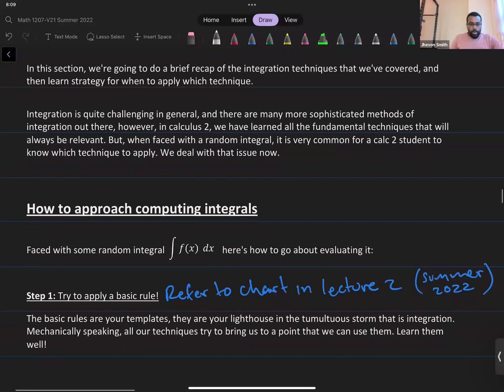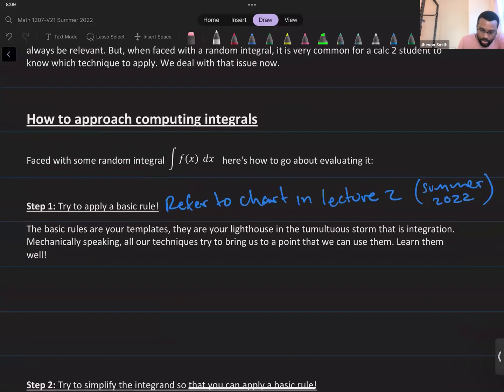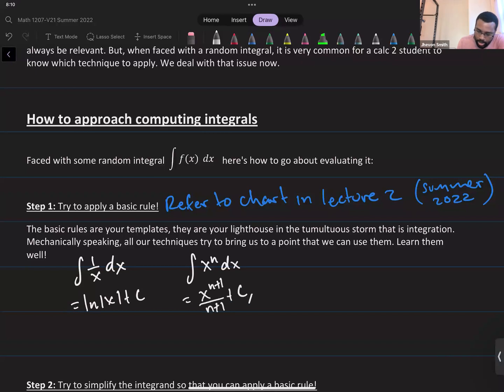So, the basic rules I'm talking about: if something looks like the integral of 1 over x dx, you know that's always going to be ln of x plus c. Or the integral of x to the n dx, where you add 1 to the power and divide by the new power, as long as n is not equal to -1. Or the integral of secant squared, with a different variable, say theta d theta. We know that's going to be tan theta plus c, etc. So these are all basic rules, and you can have a sum of them.